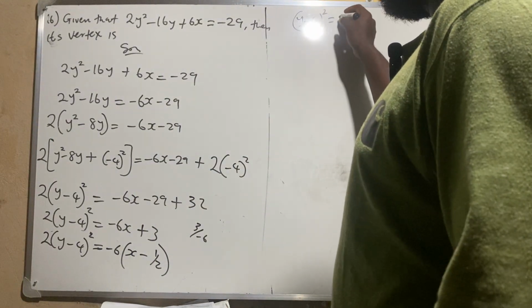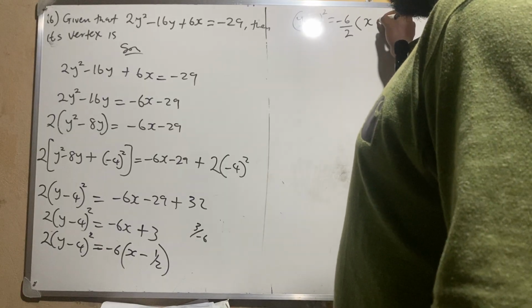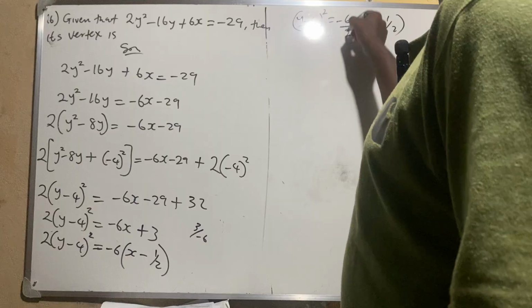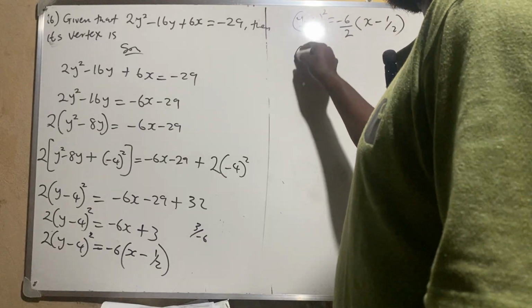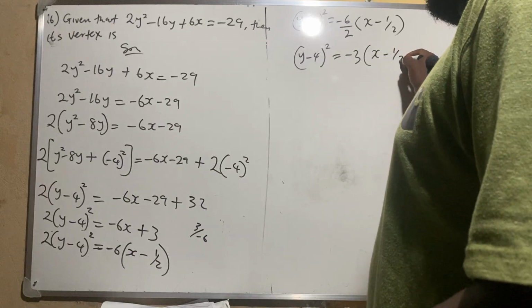If I divide by 2, I'm going to have y minus 4 all squared, and minus 6 over 2 in bracket of x minus 1 over 2. This and this will give you 3. So y minus 4 all bracket squared is equal to minus 3 in bracket of x minus 1 over 2.